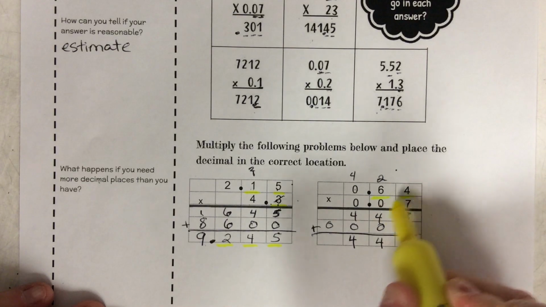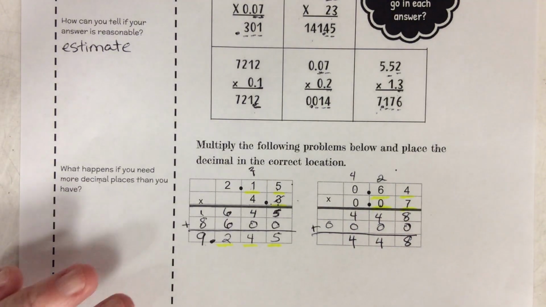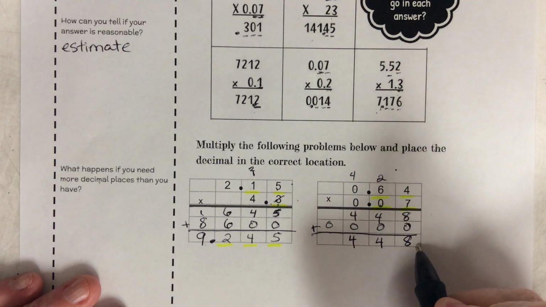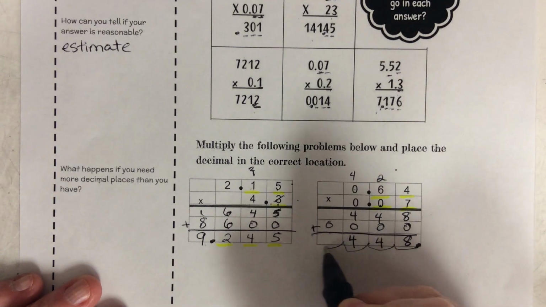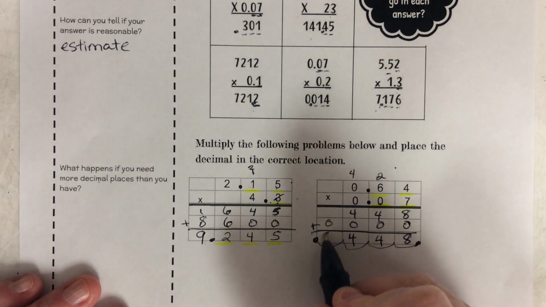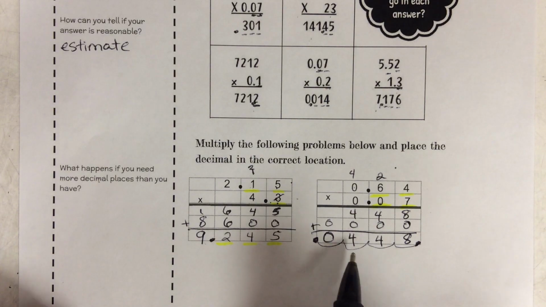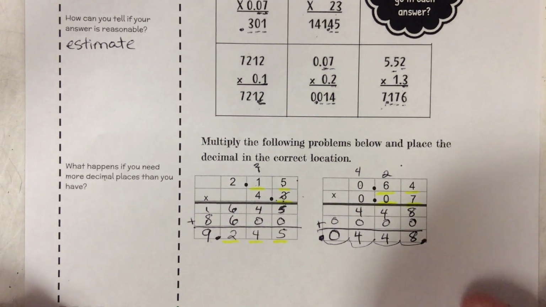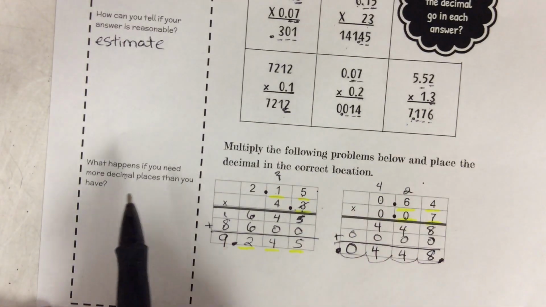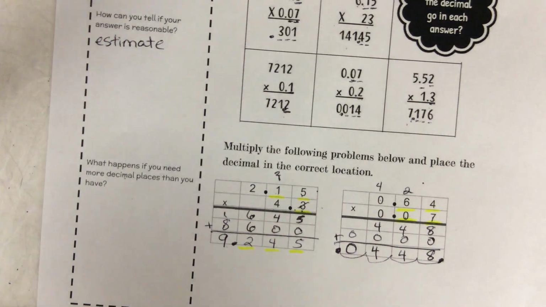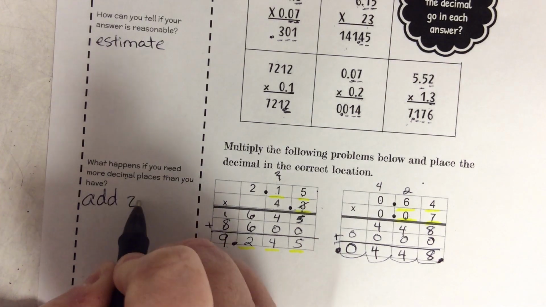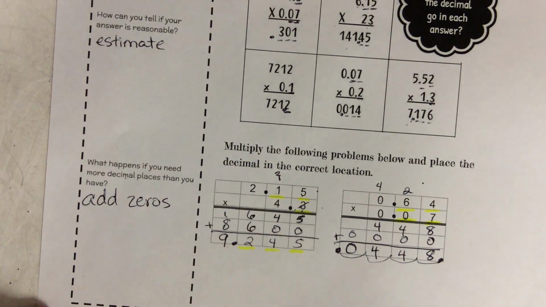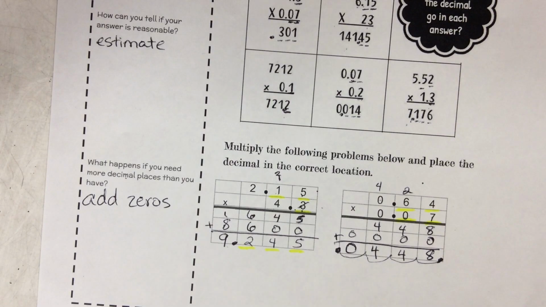If I look at it right here, 1, 2, 3, 4 digits after the decimal. So if my decimal starts here, 1, 2, 3, I have to go 4 places over. When I do not have enough digits, I can add a 0. That's what this question says: what happens if you need more decimal places than you have? You add zeros, keep moving your decimal, and fill in the spaces with zeros.